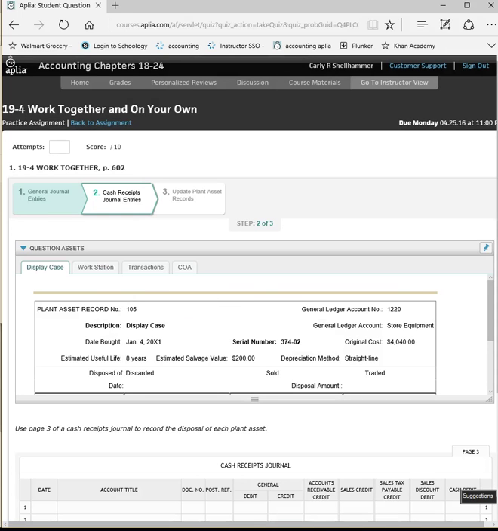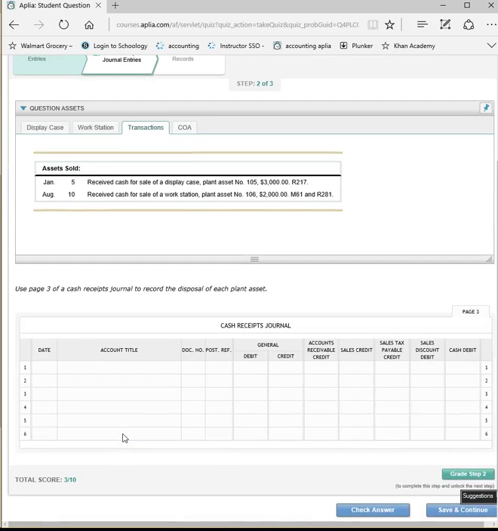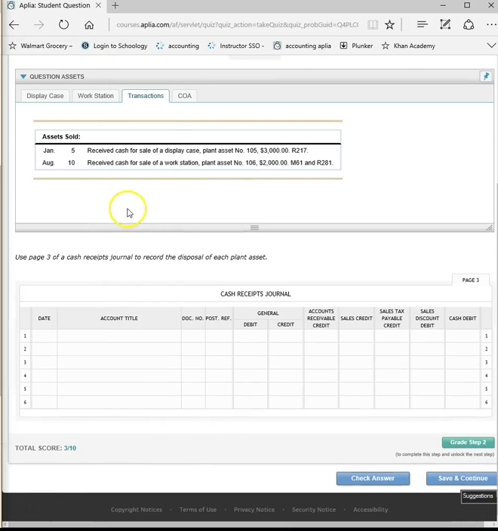Cash receipts journal entries. It says, use page 3 of the cash receipts journal to record the disposal of each plant asset. We sold them both, so we need to account for them. We need to take into account the things that we sold and get them off the books. First of all, let's do the January 5th one.